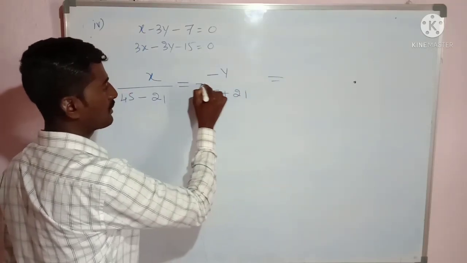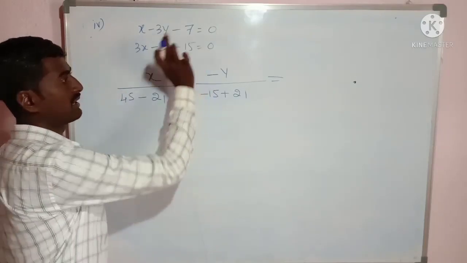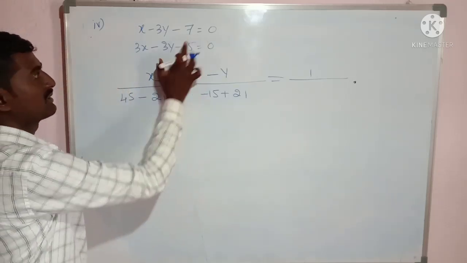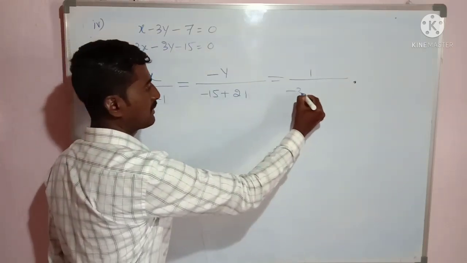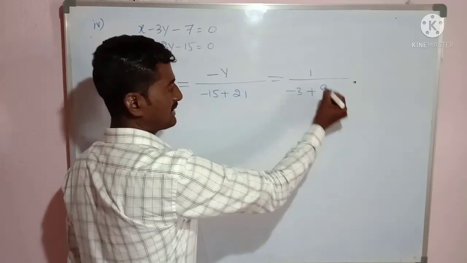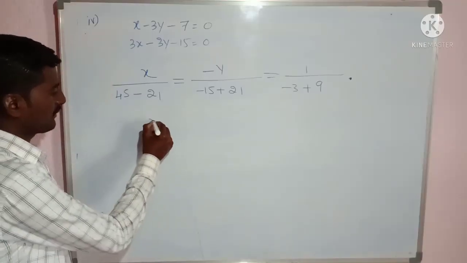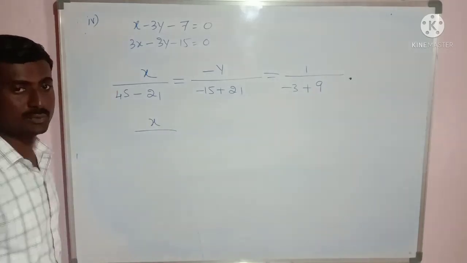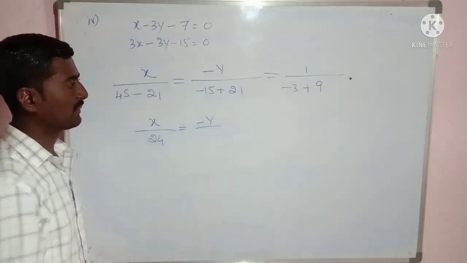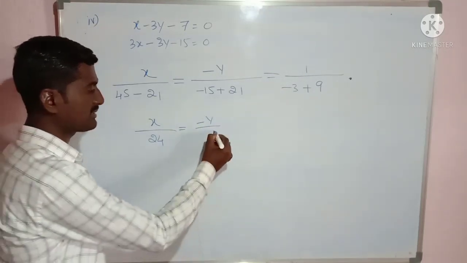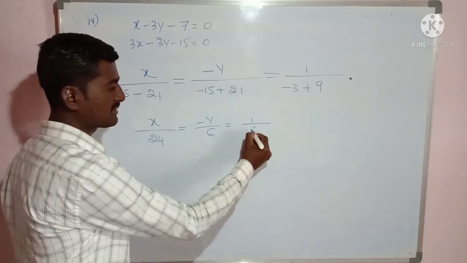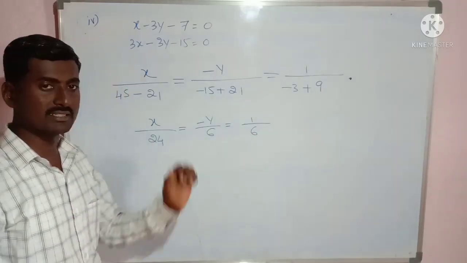Is equal to next constant, that is 1 divided by, minus 3 into 1, that is minus 3, minus 3 into 3, again minus into minus plus, that is 9. Now x divided by 45 minus 21, that is 24, is equal to minus y divided by minus 15 plus 21, that is plus 6, is equal to 1 divided by minus 3 plus 9, that is 6.